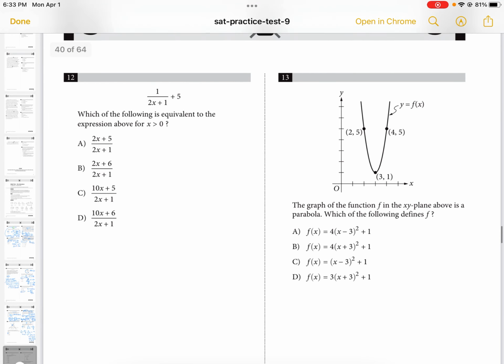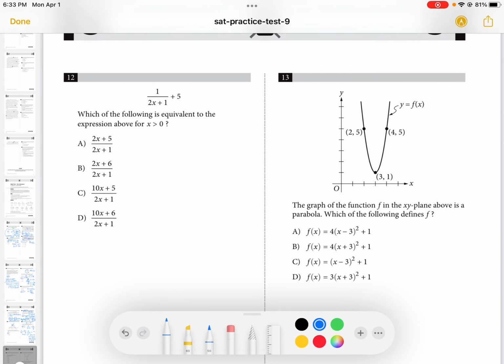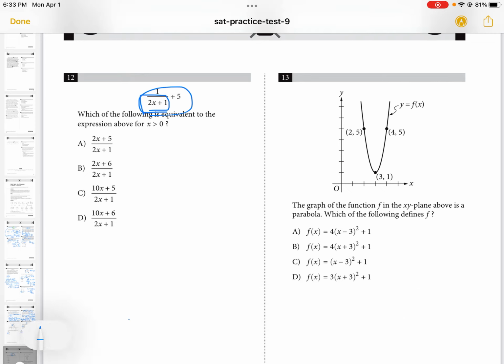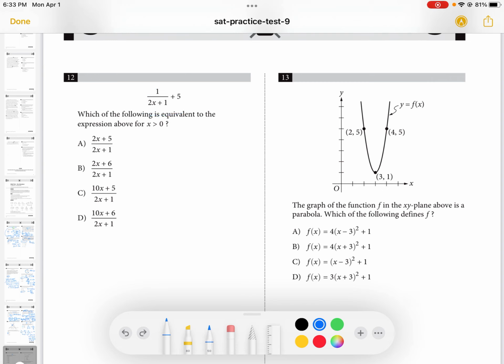Number 12. Okay. Which of the following is equivalent to the expression above for all x greater than 0? So we just have to simplify this expression, and we don't have to worry about domain restrictions where this part is equal to 0, because x has to be positive, and if x is positive, then the denominator of that fraction will be positive. So we don't have to worry about any domain shenanigans, so we can just go right ahead and simplify this.